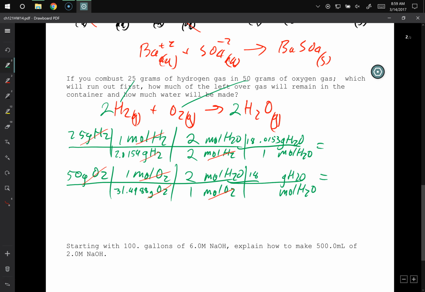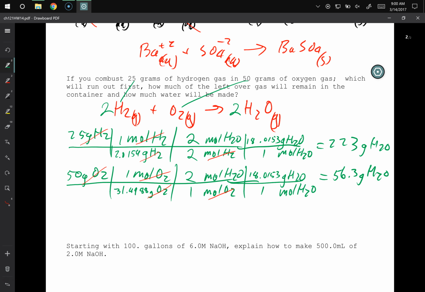18.0153 for 1. Okay, and so times 25 divided by 18.0153, this is 223 grams of water. And let's see, we've got 50 times 2 times that 18 number divided by my mass of oxygen, and this is 56.3 grams of water.